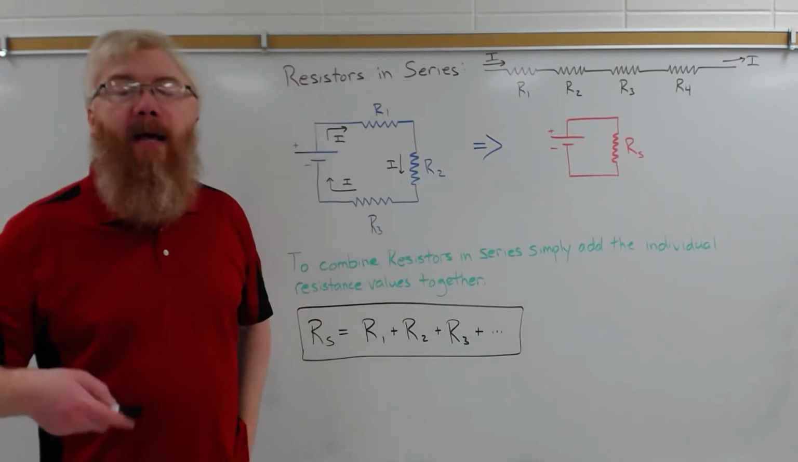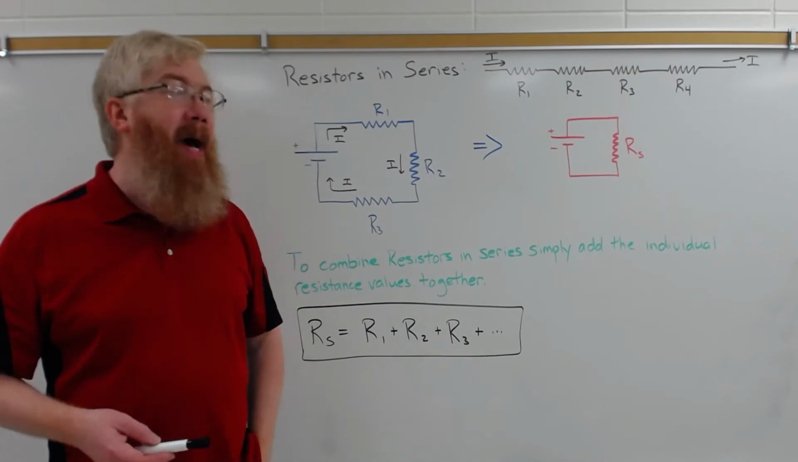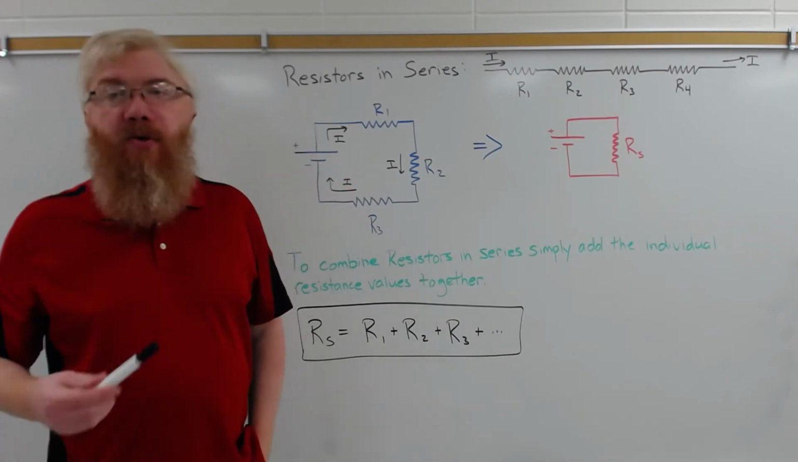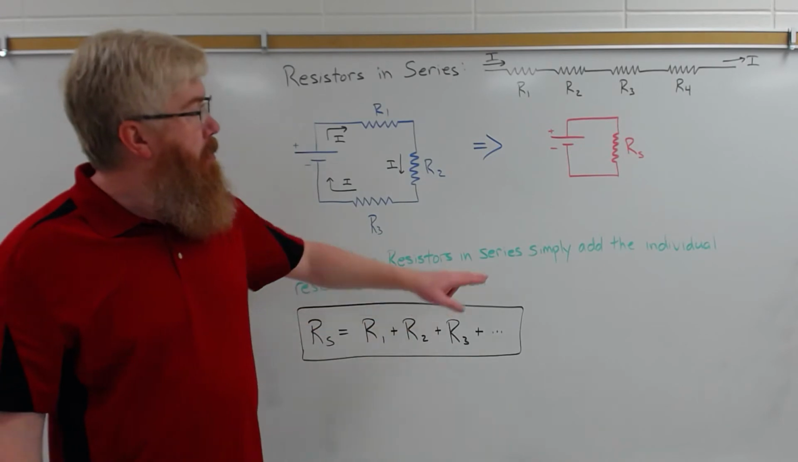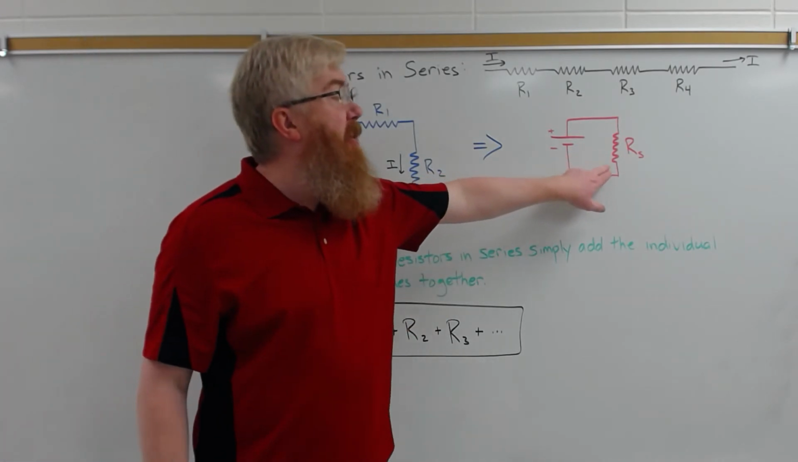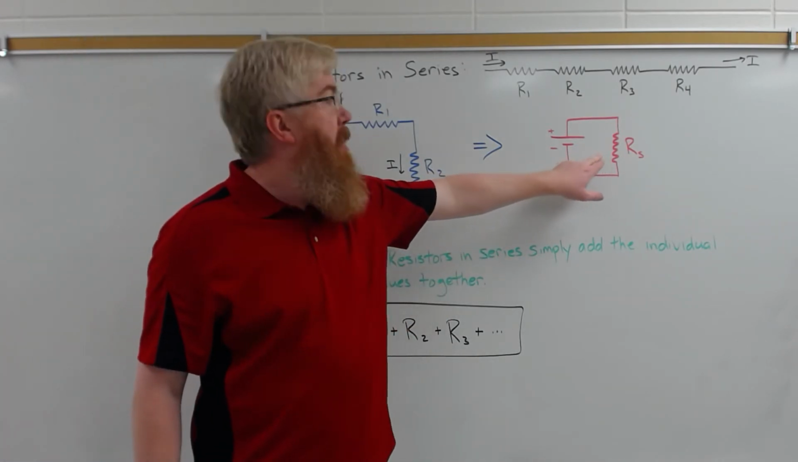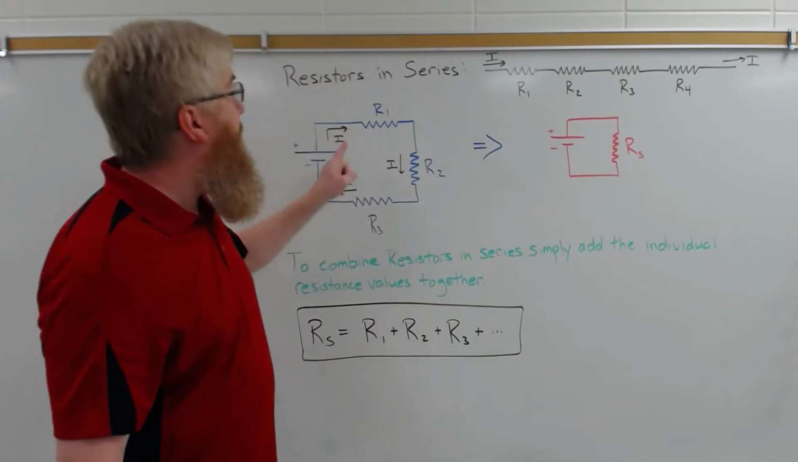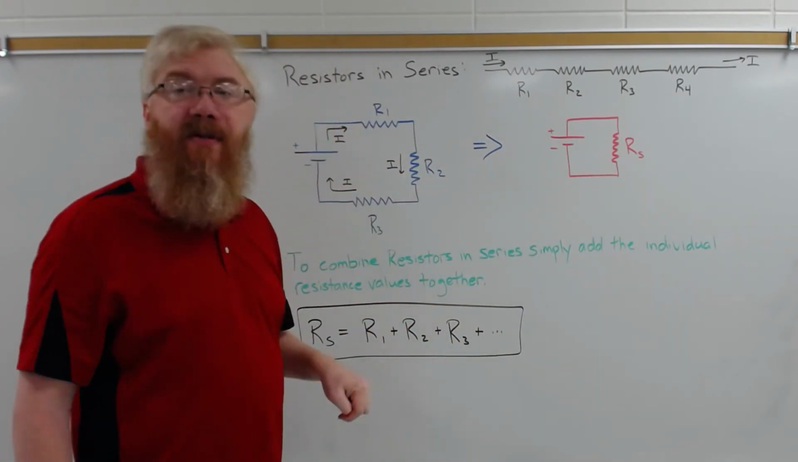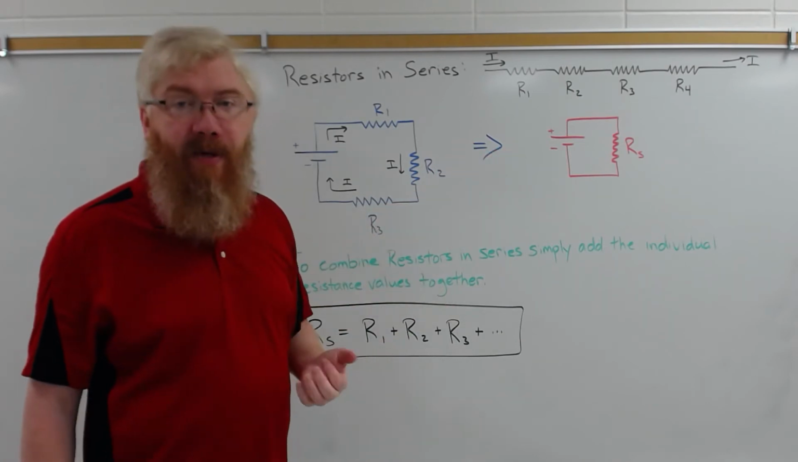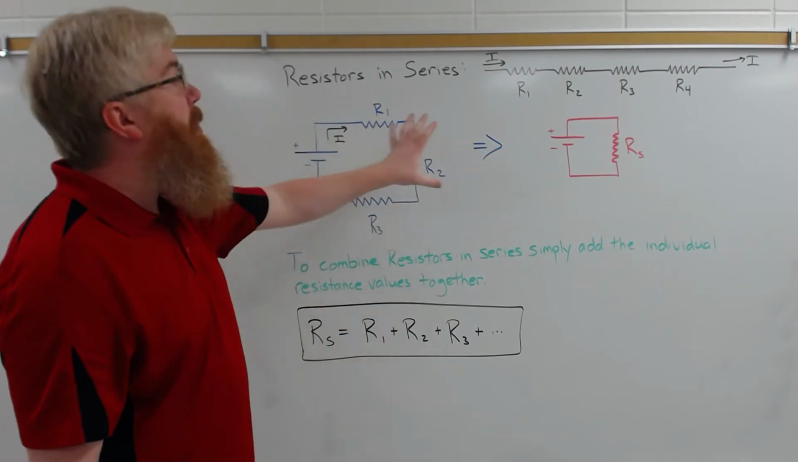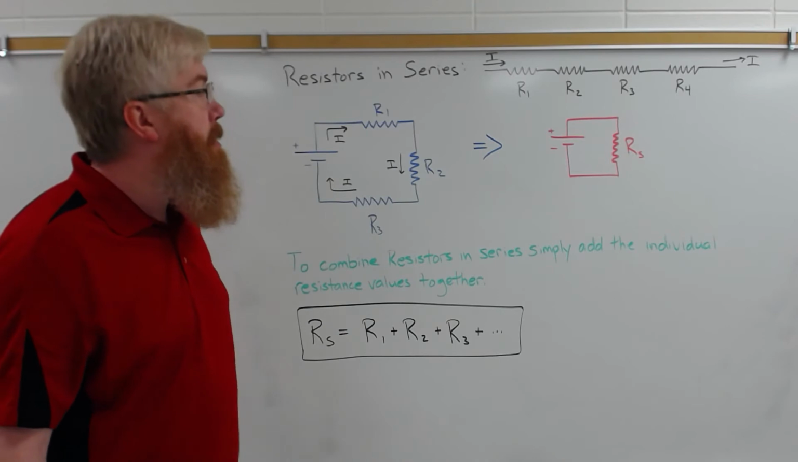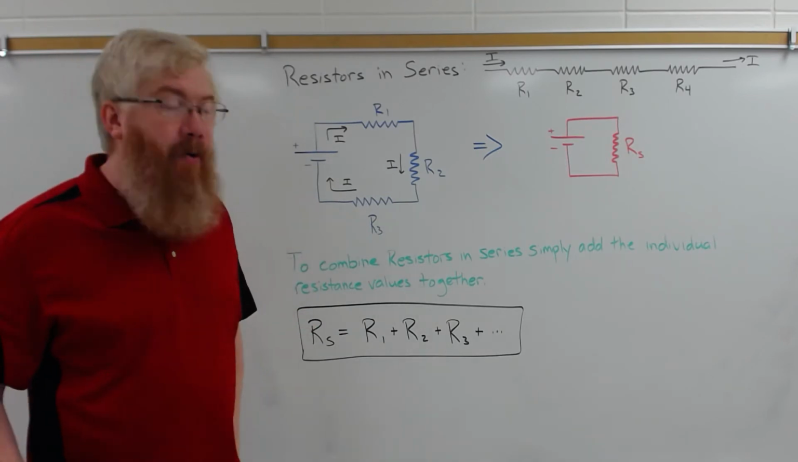Now again, like capacitors, we discussed this with capacitors, the opposite is usually the way we go. We see that we need a very specific resistance value for a circuit. We don't have that exact resistance value, but we can combine the resistors we do have in such a way where we replicate that resistance value. Well, how do we simplify resistors in series?